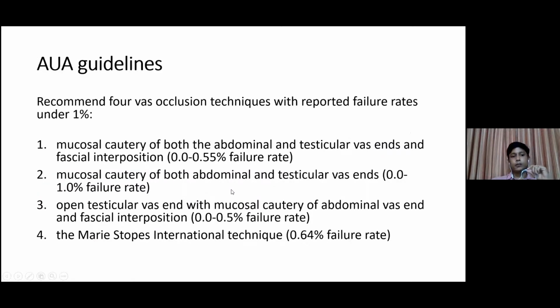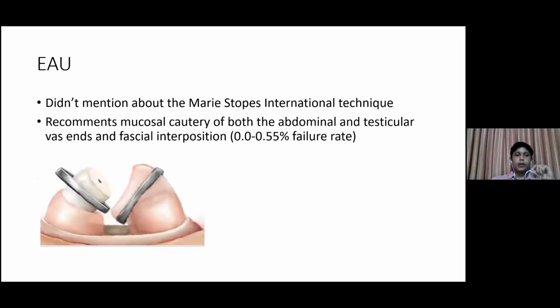So the guidelines, of course, recommend a vas occlusion technique with a reported failure rate of 1%. AUA suggests four techniques, including the non-dissecting technique as well as mucosal cauterization and fascial interposition. EAU, of course, didn't mention the Marie Stopes technique, where we just damage the vas with diathermy. That technique they haven't mentioned, but they recommend mucosal diathermy as well as fascial interposition, which is associated with a minimal failure rate.